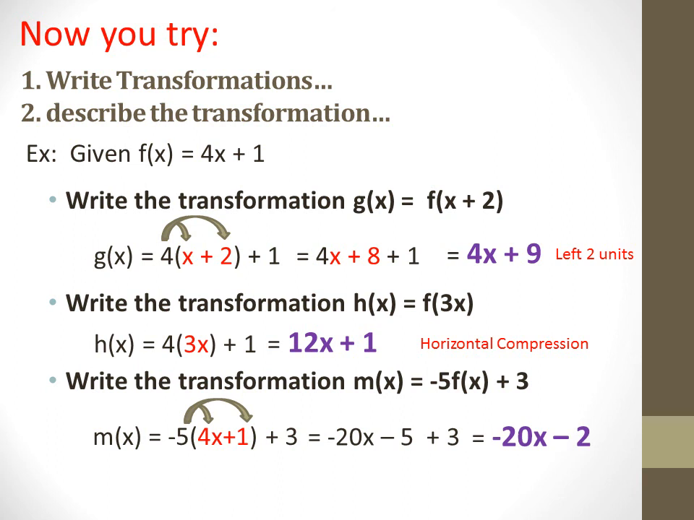Describing this is a few things going on. Notice how we have a negative in front, which tells us it's a reflection across the x-axis. The 5 tells us that it's a vertical stretch, and the plus 3 on the outside tells us it's a vertical translation, in fact up 3 units. So as a combination, it'd be a reflection across the x-axis, a vertical stretch, up 3.